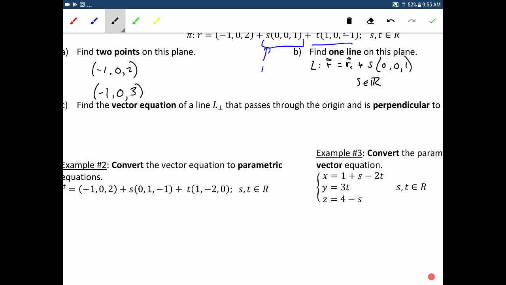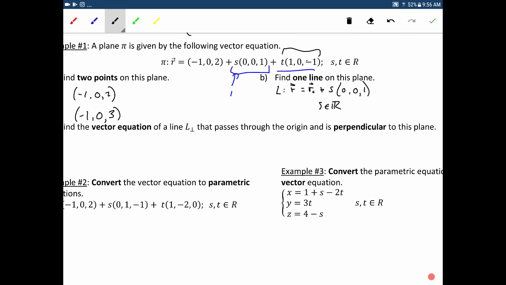So this next one's a little bit more challenging. We're going to find a vector equation of a line that is perpendicular to this plane and passes through the origin. Passing through the origin is really not going to be that relevant until the end. It just means that when we add our starting point, we'll just use 0, 0, 0, so we don't have to actually worry about it.